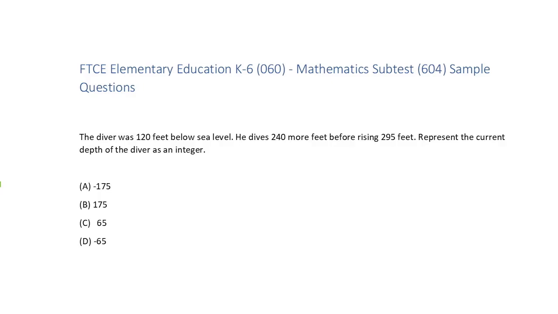So let's revisit our question and let's notate the important information. It tells us that there's a diver, and at first he's going 120 feet below sea level, meaning that would be negative 120. He dives 240 more feet before rising 295 feet. So that's going in the upward direction. Represent the current depth of the diver as an integer. Now let's see if we can figure out how to actually solve this problem.